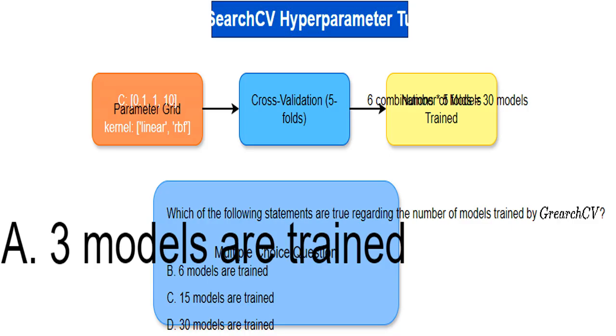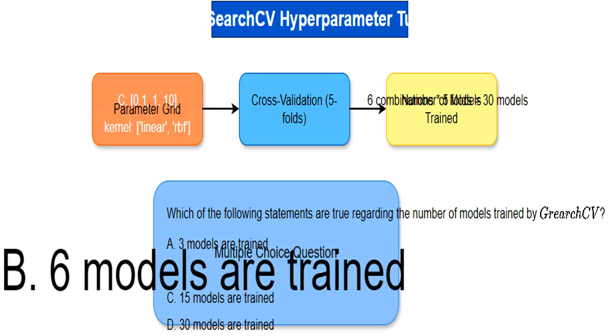The question asks me to determine the total number of SVM models trained by GridSearchCV based on the given parameter grid and cross-validation setup. This answer is incorrect because it only considers the number of different values for the C parameter and ignores the kernel parameter and the cross-validation folds. This answer incorrectly calculates the number of parameter combinations but does not account for the 5-fold cross-validation. I need to multiply by 5 since the process trains 5 different models for each combination.